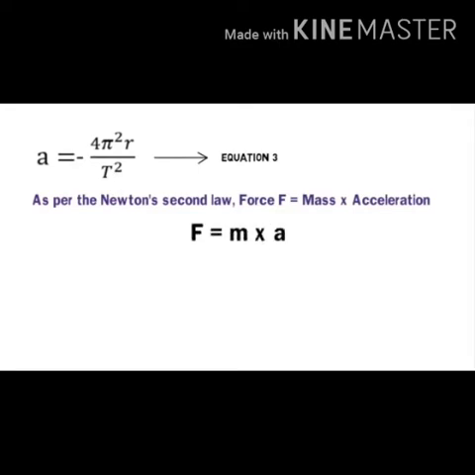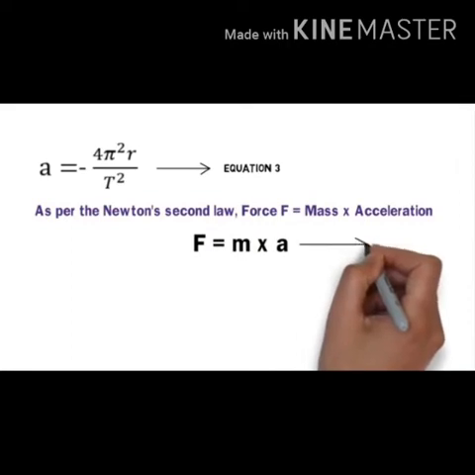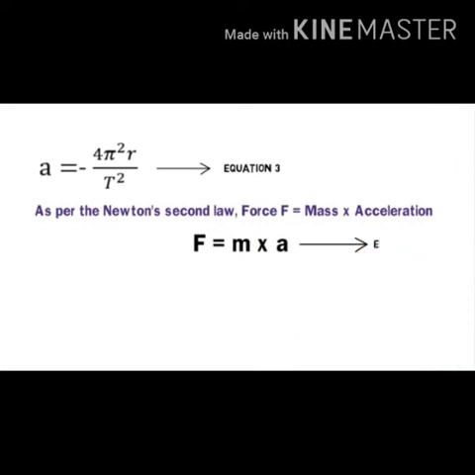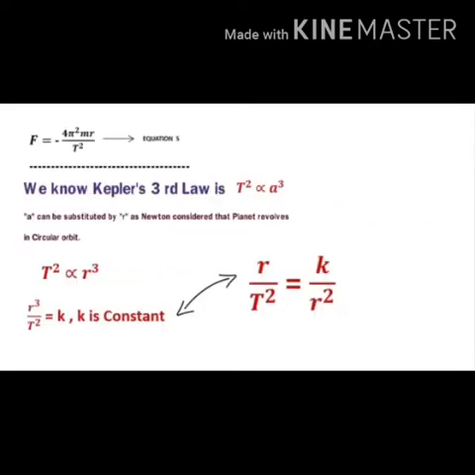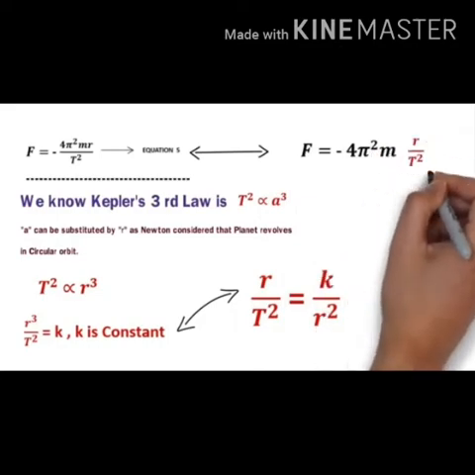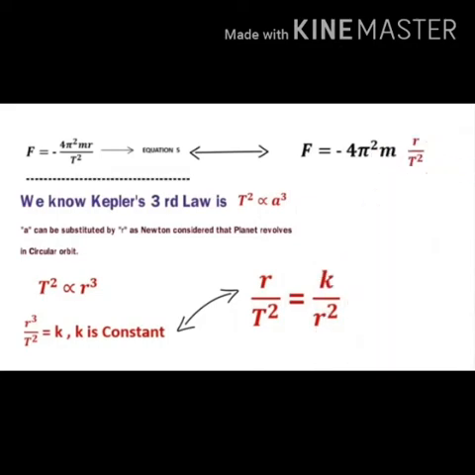The a value is substituted in this equation. Therefore, F is equal to m into minus of 4 pi square r by T square. Therefore, this equation becomes F is equal to minus 4 pi square m r by T square.